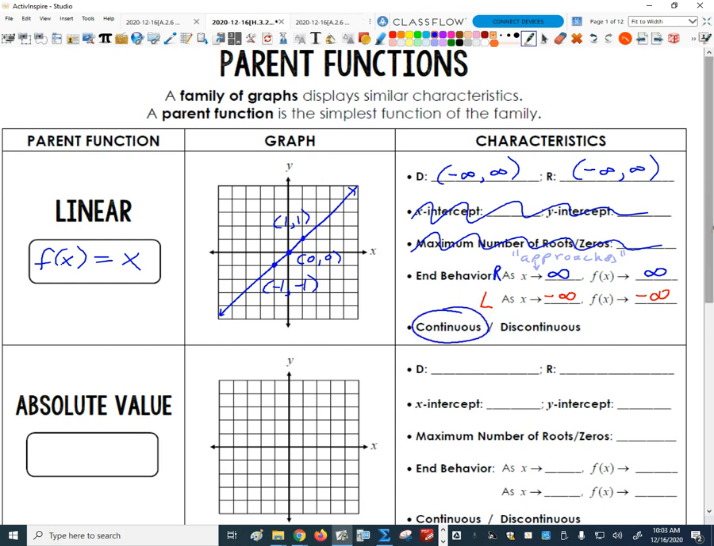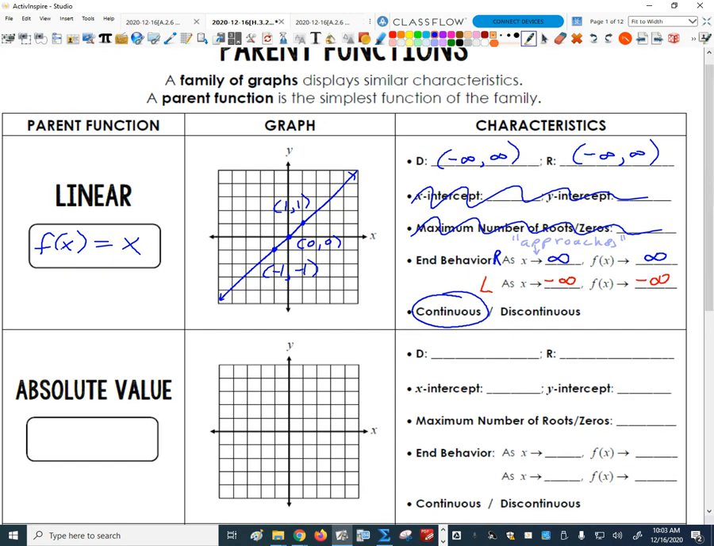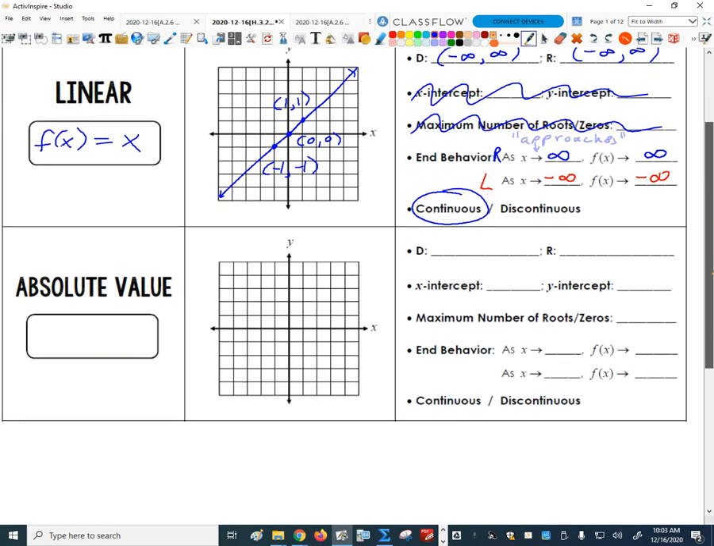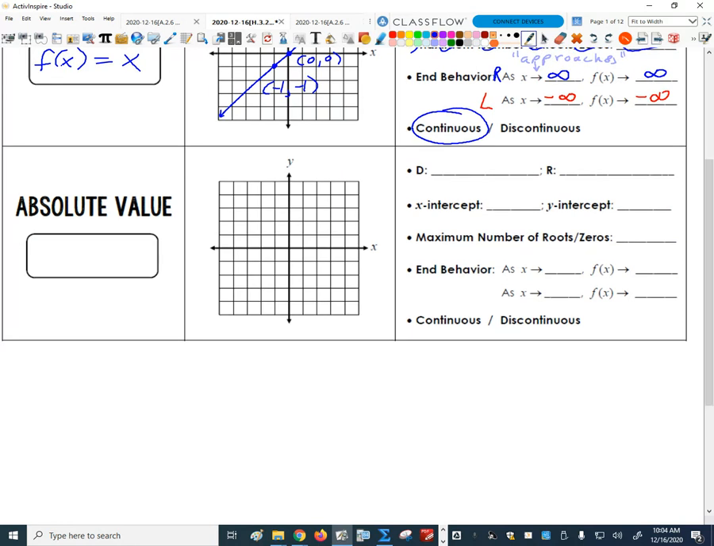Okay, good. Now let's look at some other functions. You get the idea of what we're going to do for each of these functions, right? For each of these functions, we're going to fill in those blanks, and we'll cross these out if we're not doing those.